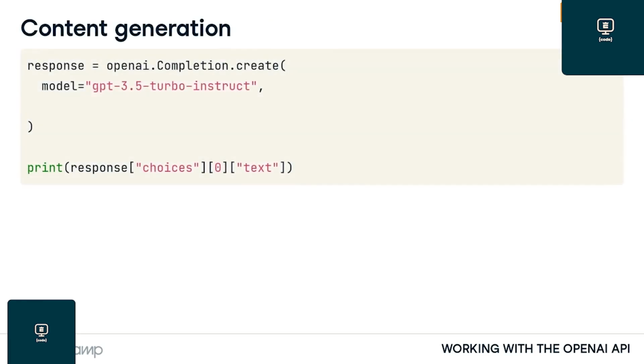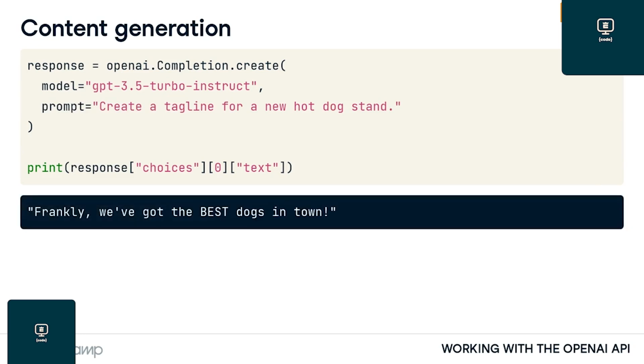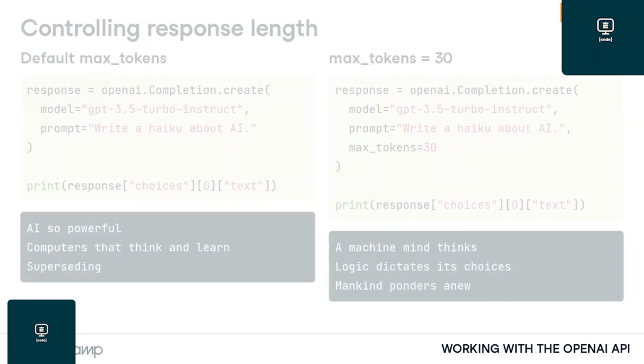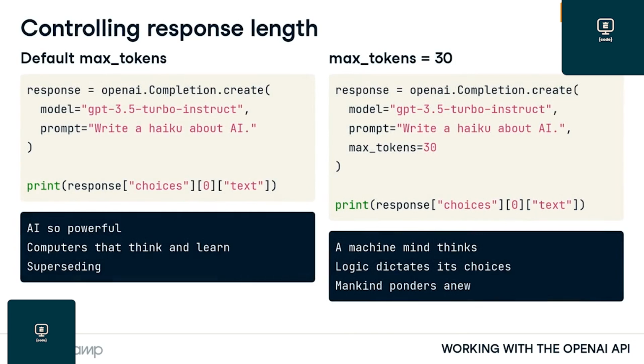Text completions are also used to generate new text content from a prompt providing an instruction. For example, we can create a request to generate a tagline for a new hot dog stand. The API does a good job, and even includes a subtle pun. By default, the response from the API is quite short, which may be unsuitable for many use cases. The max tokens parameter can be used to control the maximum length of the response.